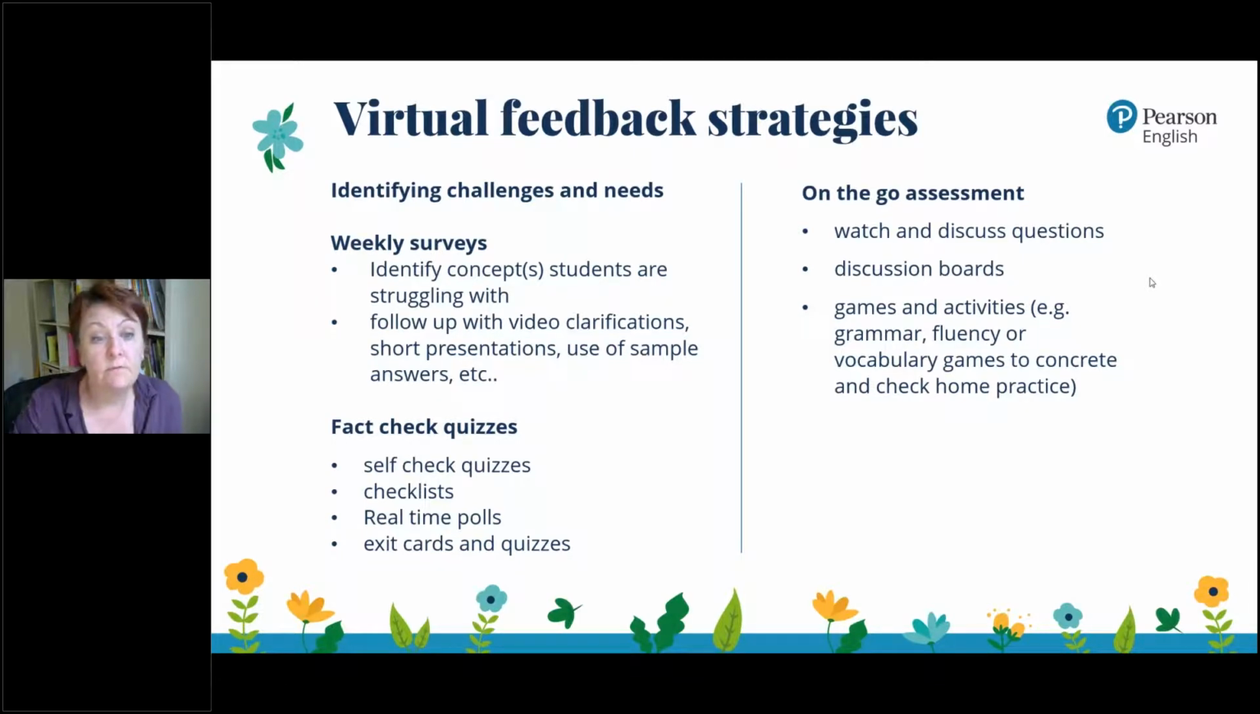So things like weekly surveys, videos, short presentations, lots of sample answers, lots of things and assessments where you can identify the concepts that students are struggling with are really, really important. Things like fact check quizzes, pop quizzes, checklists, polls, exit cards, quizzes, any of those things, really just all the time to make sure that you know how they're progressing, and you can do it in such a way that it's fun and they don't even notice sometimes that you're assessing them. It does take a little bit of work and a little bit more planning on your part, but you'll find the fruits of it are quite beneficial.